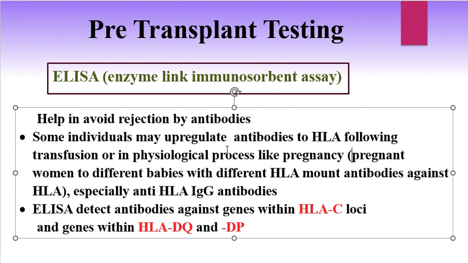And the most dangerous antibodies that may lead to rejection are anti-HLA IgG antibodies. So ELISA detects antibodies against genes within HLA-C loci and genes within HLA-DQ and HLA-DP.